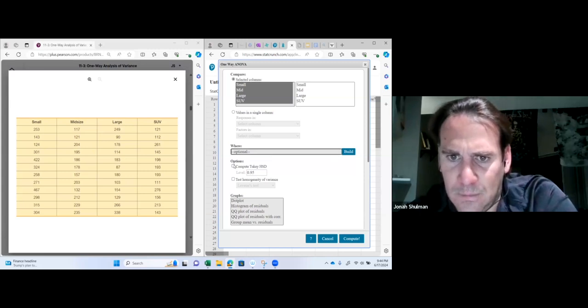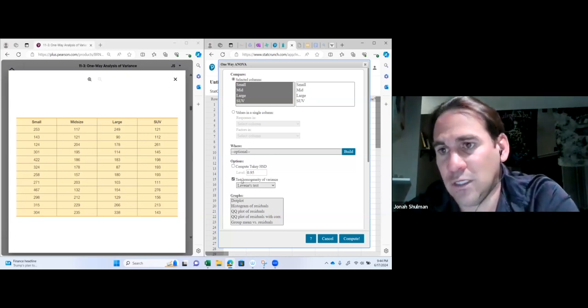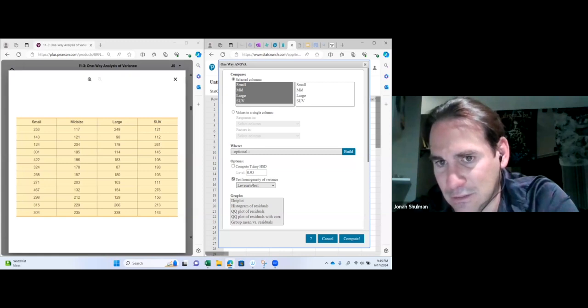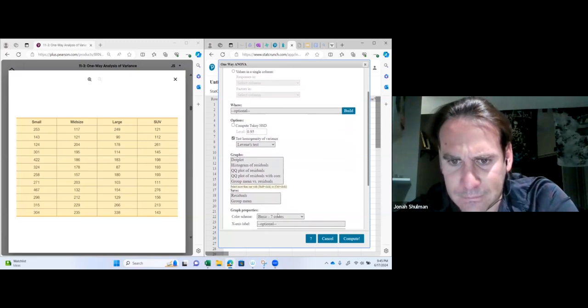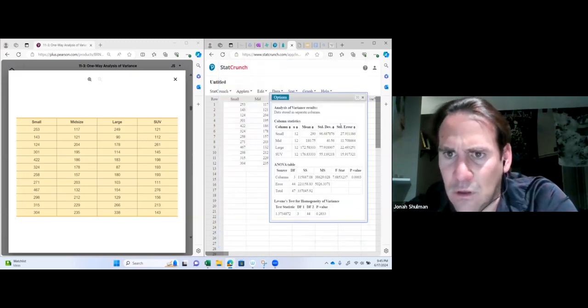Okay, and then if it's significant, we could do this. We should always test this homogeneity of variance. This is basically like, are all of them the same? As long as we have this test in here, it lets us do the ANOVA. That's basically just making sure all of those are the same. All right, let's see what we get. Compute this thing.